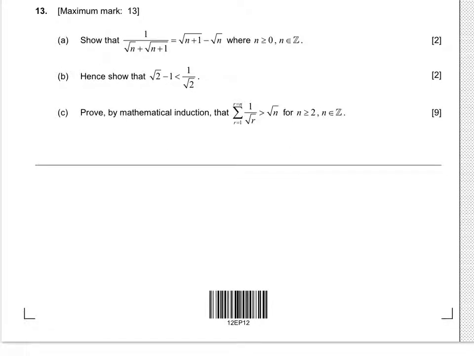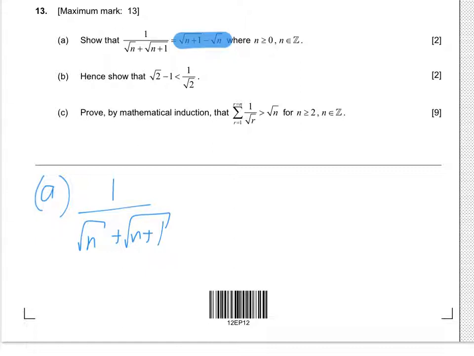Okay, this is May 2015, paper 1, time zone 2, question 13. And it's an induction question. So these parts are going to be relevant as we go through. For part A, show that 1 over root n plus root n plus 1 is equal to this thing here. And especially when you look at this negative here, you should be thinking, this should remind you of complex conjugates or rationalising denominators.